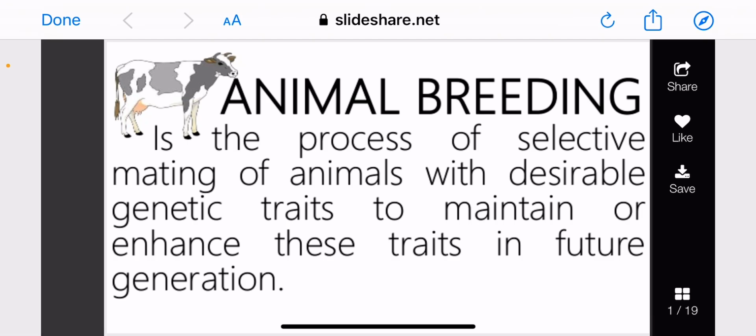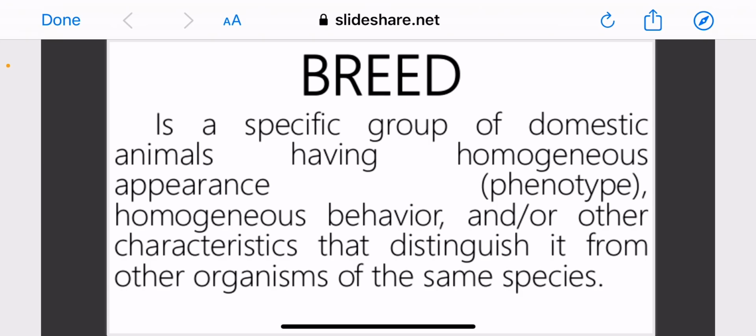So when we speak of animal breeding, it's the process of selective mating of animals with desirable genetic traits to maintain or enhance these traits in future generations. A breed is a specific group of domestic animals having homogeneous appearance, or what we call phenotype, and homogeneous behavior or other characteristics that distinguish it from other organisms of the same species. Like native breeds compared to landrace in the case of swine.